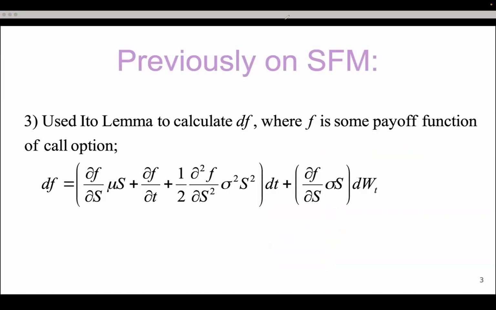okay, so f is some payoff function of a call option or of any other derivative, and if we know the stochastic differential equation for S, and f is some function, in our case it is the maximum function, but it can be another function, yes. So using Ito's lemma, we can write a differential of this payoff function, according to Ito's lemma. Okay.